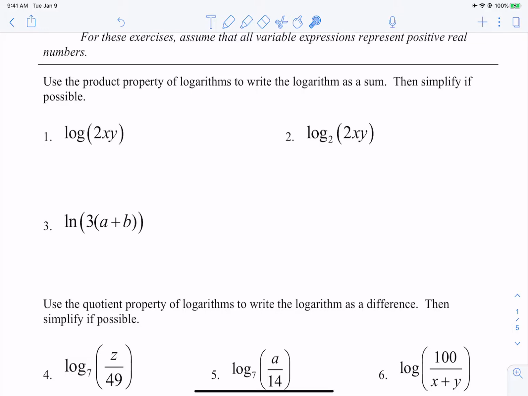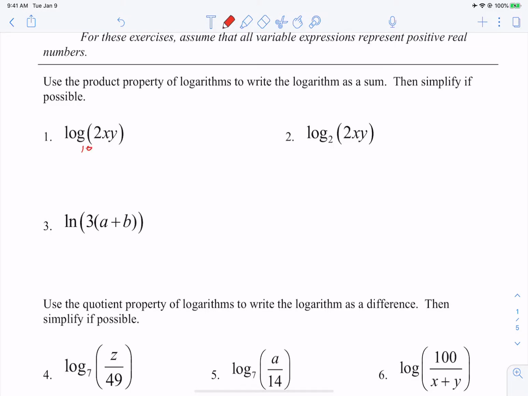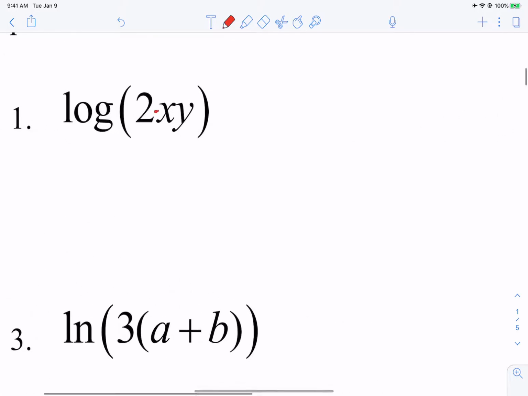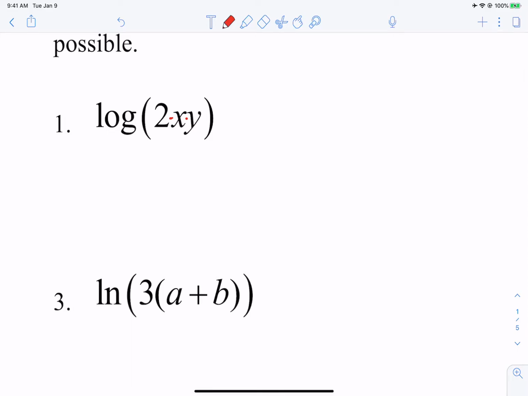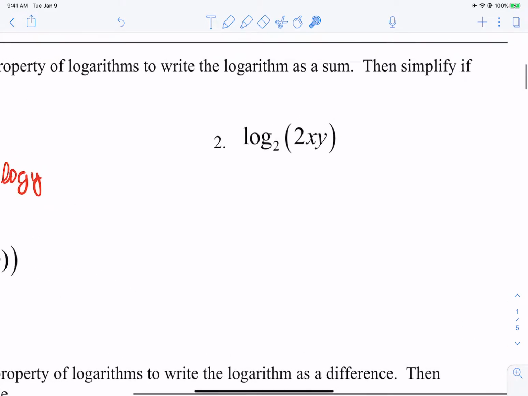So it says use the product property of logarithms to write the logarithm as a sum, then simplify if possible. So in the first one here, we have a log base 10. So keep that in mind. Now I'm not going to write that 10, but keep in mind it is a 10. And so because technically these three things are all multiplied, using our product property, we can write that as the log of 2 plus the log of x plus the log of y. And so if we could simplify, we could only simplify if one of these things sitting right here was related to the 10 we don't see, that little magical 10. So that one's done. Now let's look at number 2.